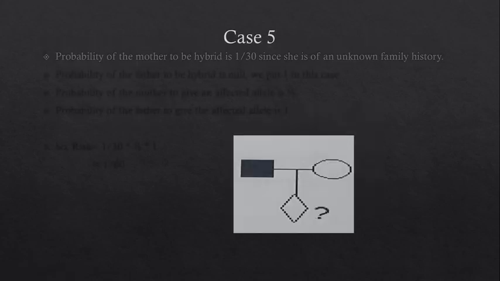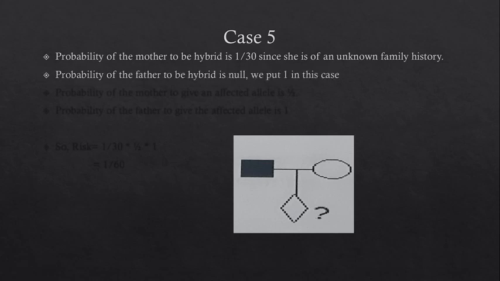Case number 5. As you can see here, we have two parents of an unknown family history, but the father is already affected. For the mother, you are going to use the probability given to you, which is 1 over 30, since we're not sure of her family history. So for the mother to be hybrid, it is 1 over 30 because her family history is unknown. The probability of the father to be hybrid, he is obviously not hybrid. His genotype is definitely small d, small d.